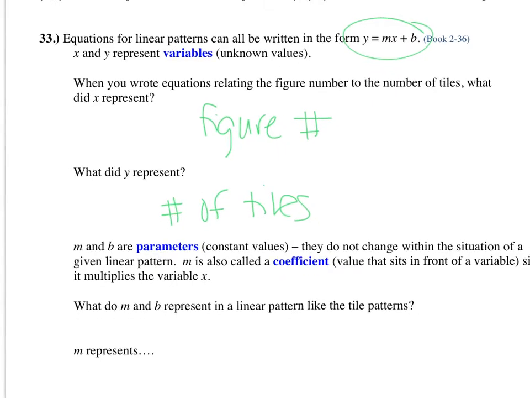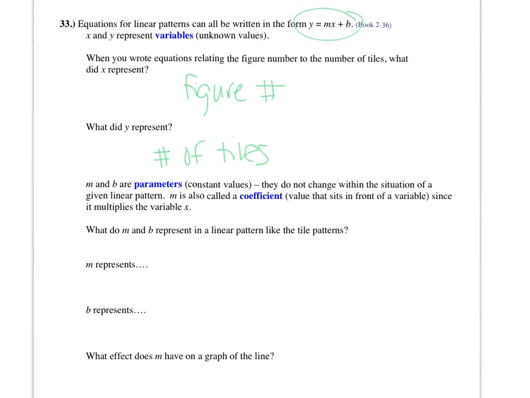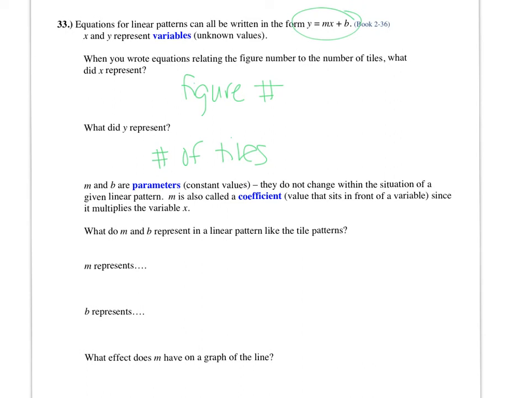So m and b, these are called parameters. They're constant values. They do not change within the situation of a given linear pattern. M is also called a coefficient. This is an important vocab word. This is the value that sits in front of a variable, since it multiplies by that variable, x.